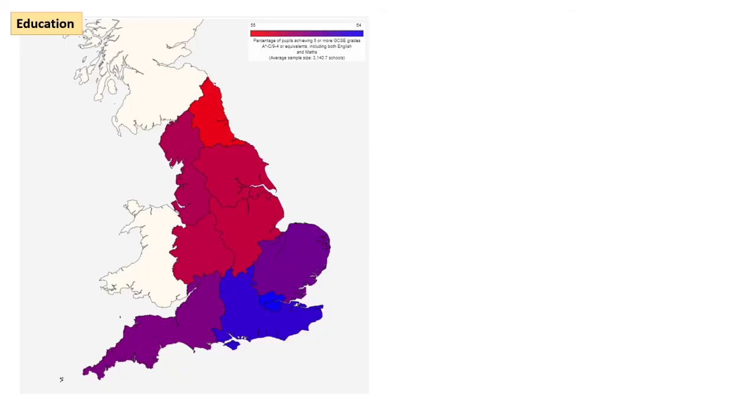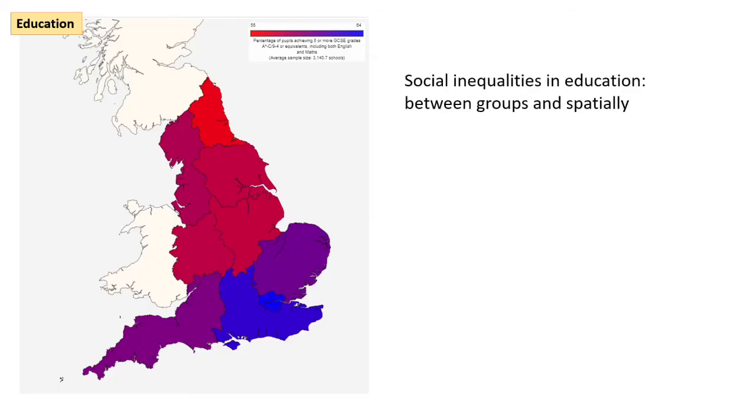Education, we have spatial and big differences between groups in terms of education. This is a map of GCSE outcomes, 5 A stars to C, and it shows me that the south of England has 60% of students getting that, where places in the northeast and the north are getting closer to 55%.